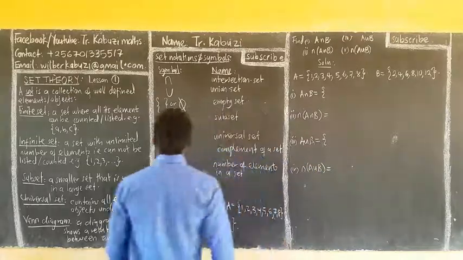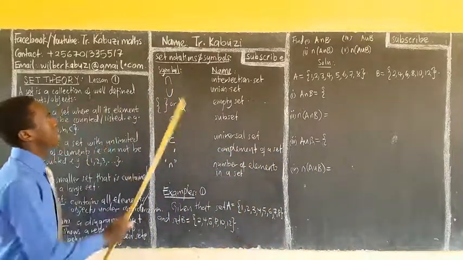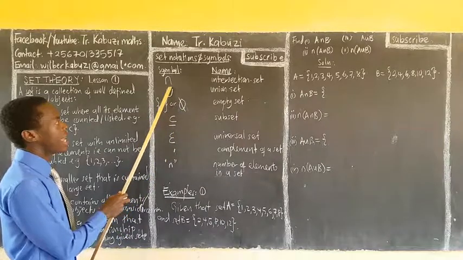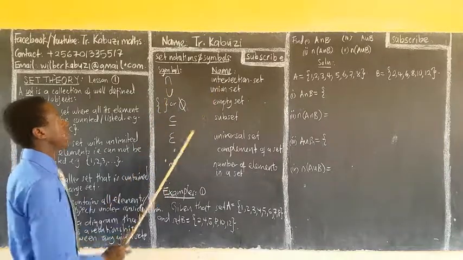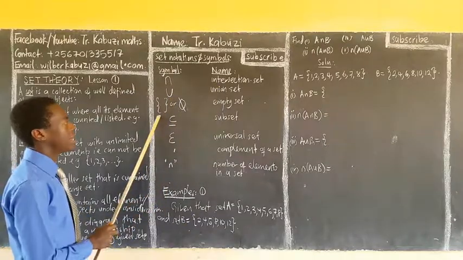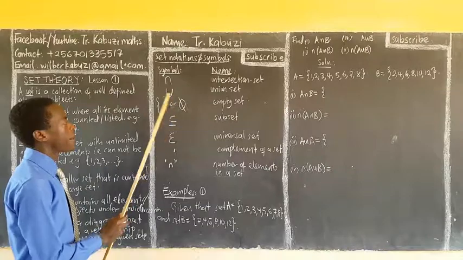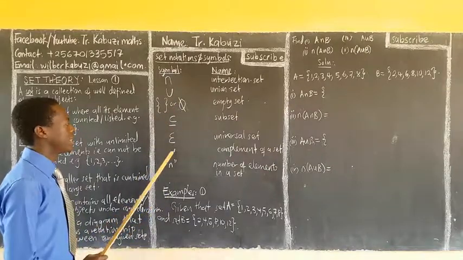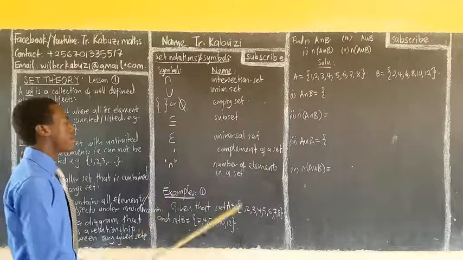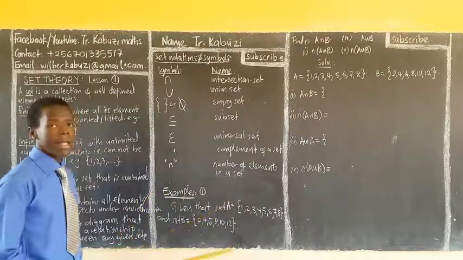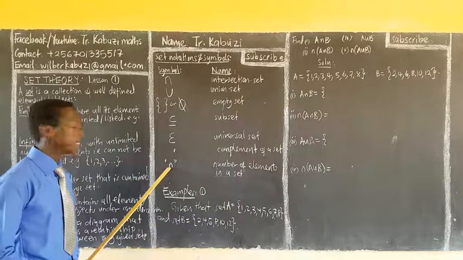Let us list set notations and symbols. This looks like N, it's called the intersection of sets. Then U is the union of sets. This one represents an empty set. Then this one is for a subset. This one is for a universal set. Then this one is the complement of a set. Then this one tells us the number of elements in that set, so here you count those elements.